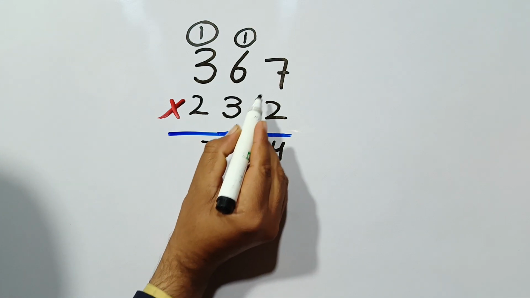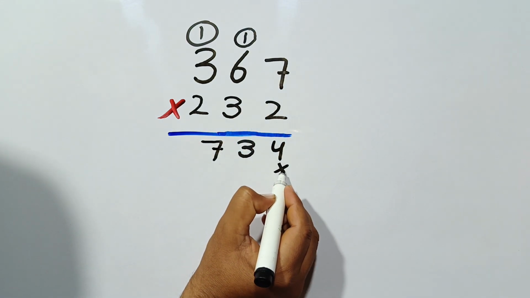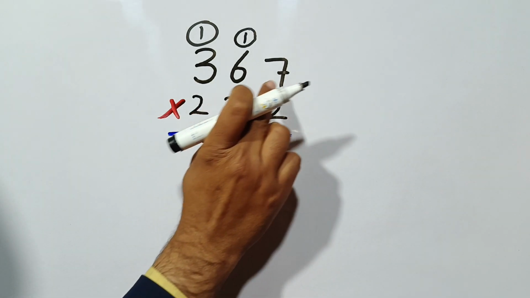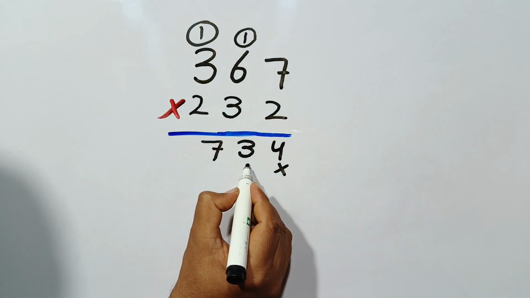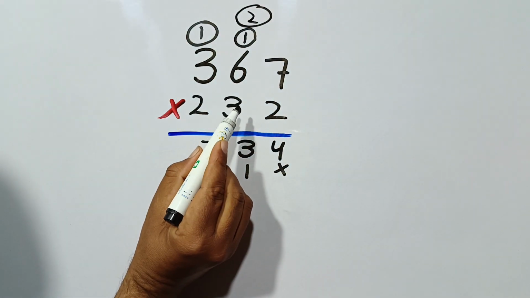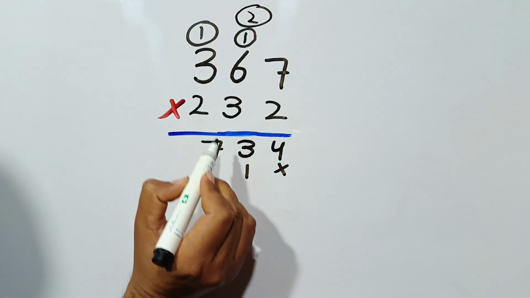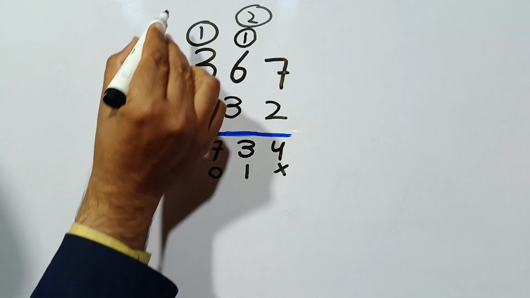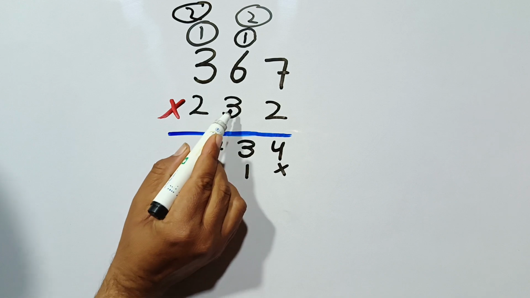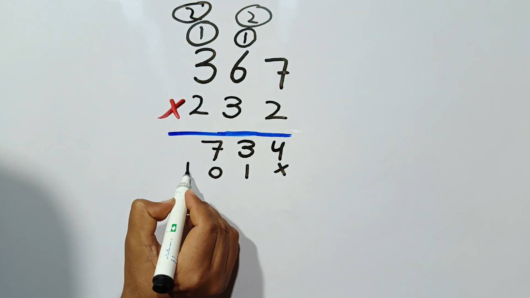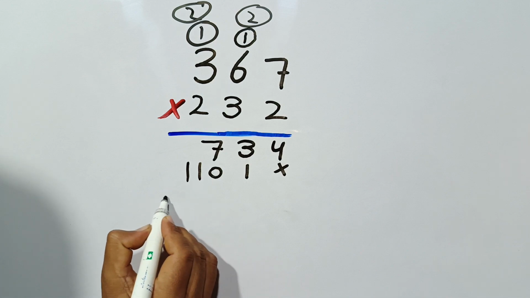Now, 3 times 7 is 21 and we have 2 carry. 3 times 6 is 18 and 2 carry add is 20 and 2 carry. 3 times 3 is 9 and 2 carry add 11. We are going to write 11. Now.